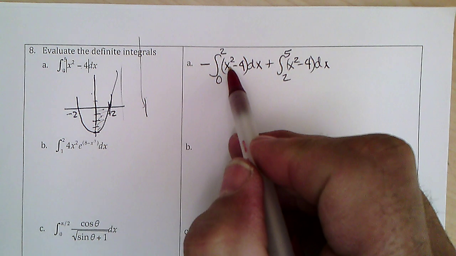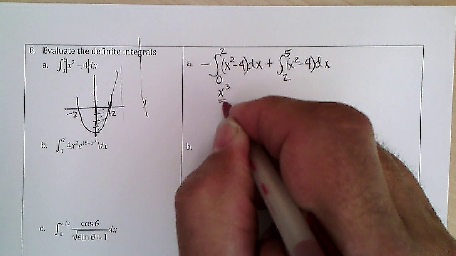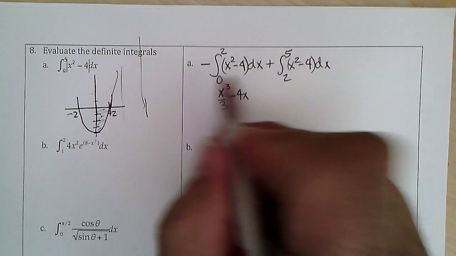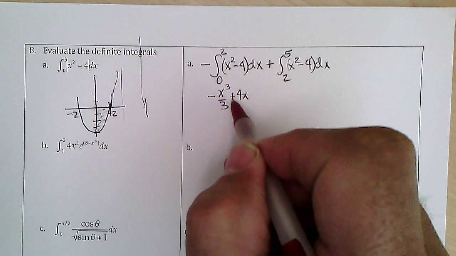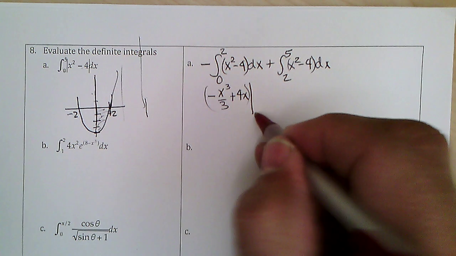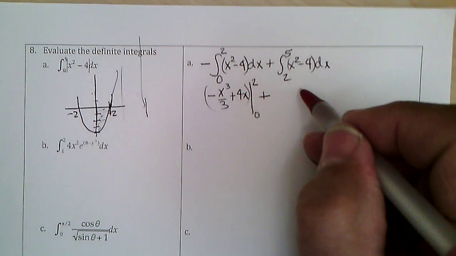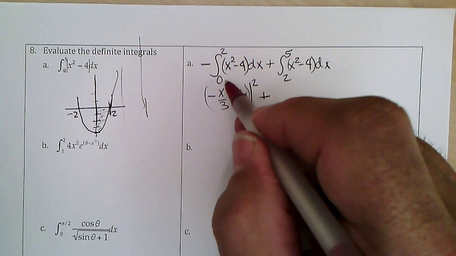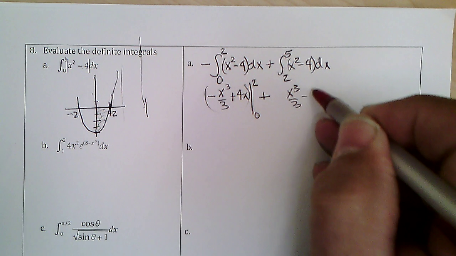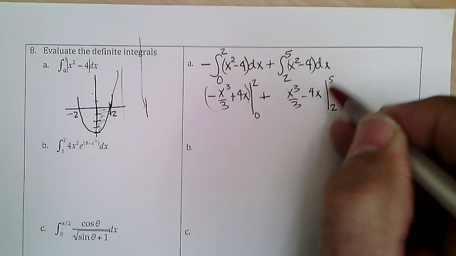And the integral of x squared minus 4 is x to the 3rd over 3 minus 4x. We're doing the minus of this, evaluating all of this from 0 to 2, plus, and we've got the same thing here, only this time there's no minus, so this would be x to the 3rd over 3 minus 4x, evaluated from 2 to 5.